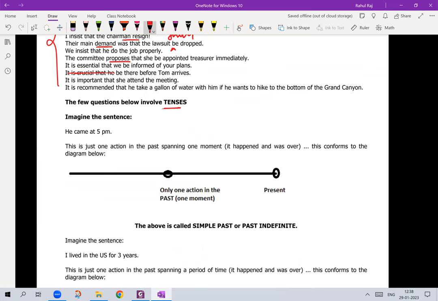He came at 5 p.m. Now, normal tense. There is no logic involved. This is how tenses are made. This is how tenses are followed. He came at 5 p.m. So you are standing at 10 p.m. and making a sentence. He came at 5 p.m. The action started and finished in the past. So this is called simple past.